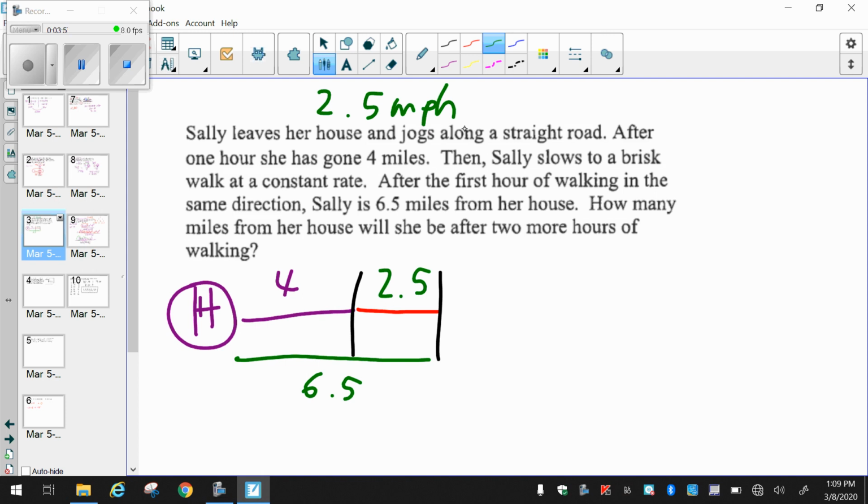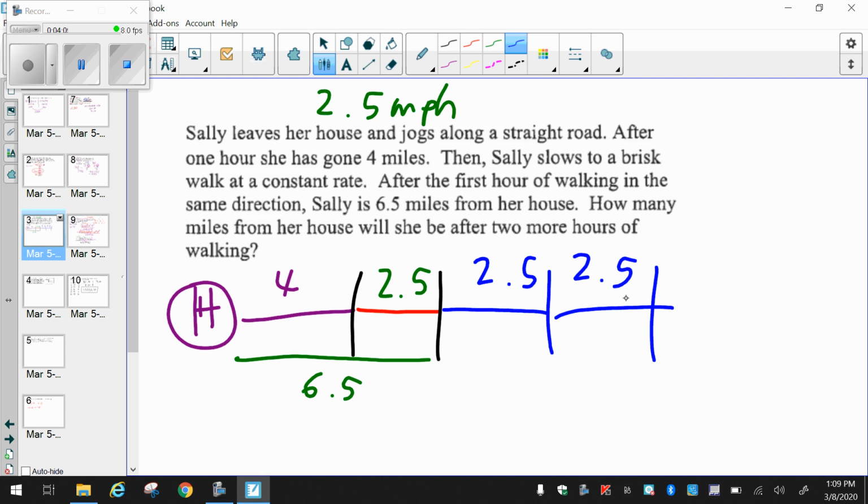Then it says, what if she keeps going and walks for 2 more hours? Well, that's another 2.5 and another 2.5. So in total, if we added all these up, what's the total distance she is from her house? That would be 11.5. So the key here was to realize that the 6.5 is not that she walked for 6.5. Remember, she already jogged the 4. And then to get to 6.5, she needed to walk 2.5. And then she keeps that pace going for 2 more hours.